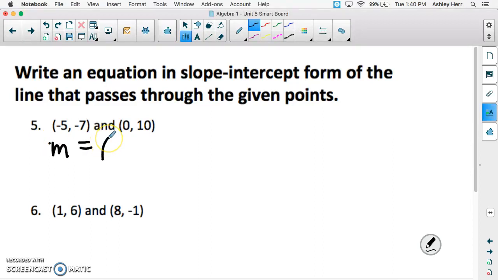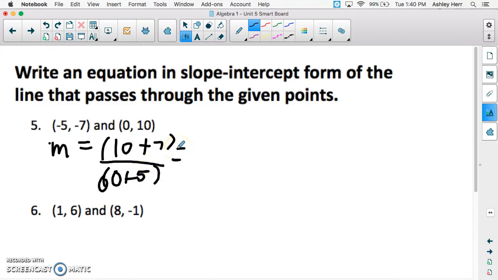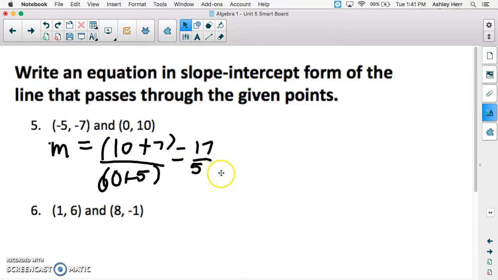Okay, so my y's are going to be 10 minus -7, which is plus 7, over change in my x's. Remember, I keep them in the same order. So I do the second x, 0 minus -5, which is plus 5. You have to excuse my handwriting on this pad. Okay, 10 plus 7 is 17, and then 0 plus 5 is 5. So your slope is 17 over 5. You can leave your slope as an improper fraction. You don't have to reduce it because it can't be reduced.